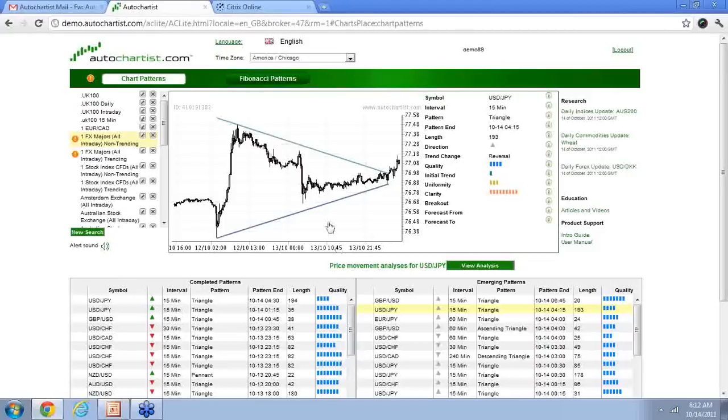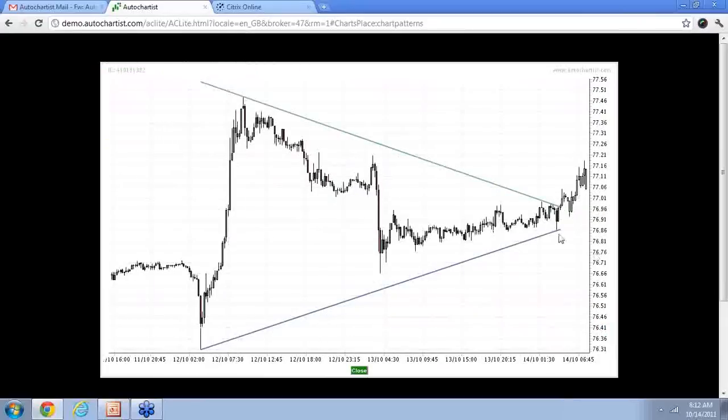Should go here in a minute. Well, it doesn't look like it's cooperating this morning. Maybe it'll pop up in a second. There it goes.